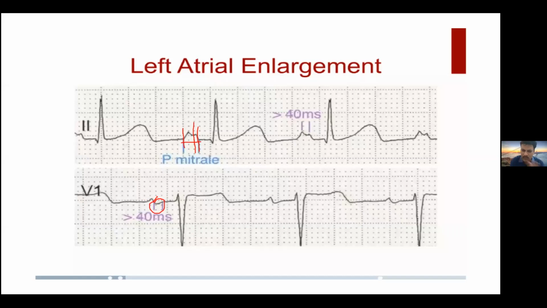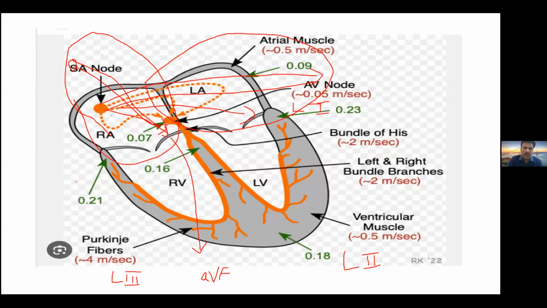Usually it is less than 2 small squares. In lead 2, if you are seeing more than 3 small squares, that means the left atrial width is wider, this is left atrial enlargement. Whereas in V1, if it is biphasic and the terminal part is more than 1 small square, you call it left atrial enlargement. Now you understand why left atrial enlargement happens. This is the reason: from the SA node, it takes a longer time to reach the left atrium.